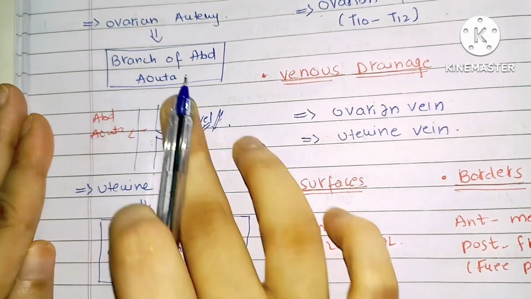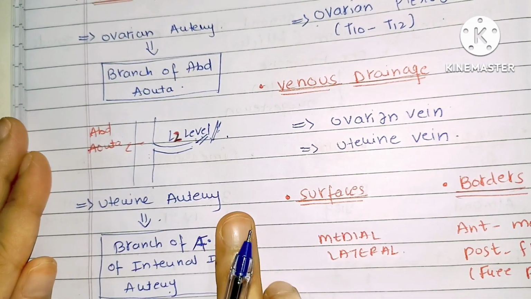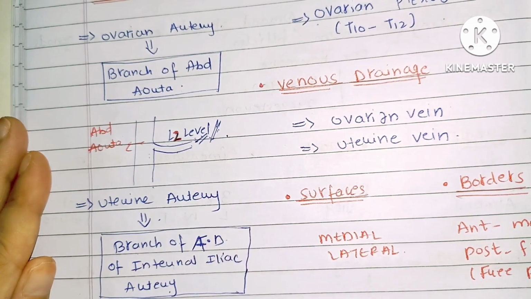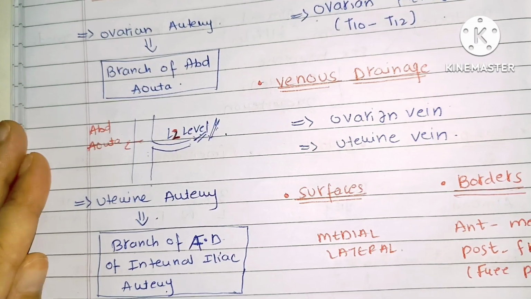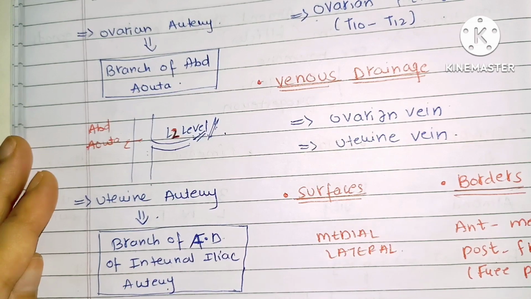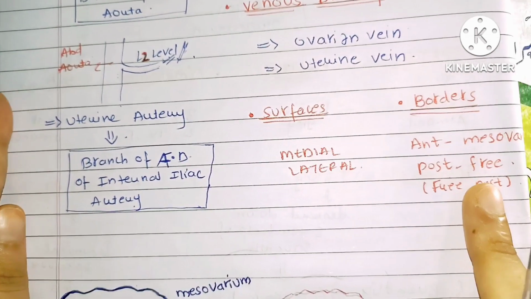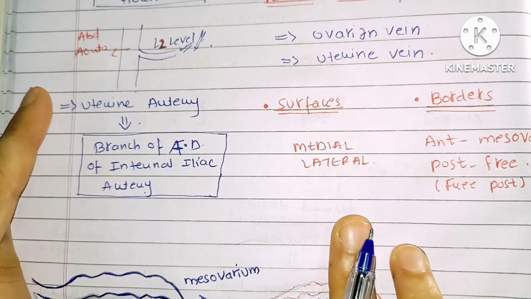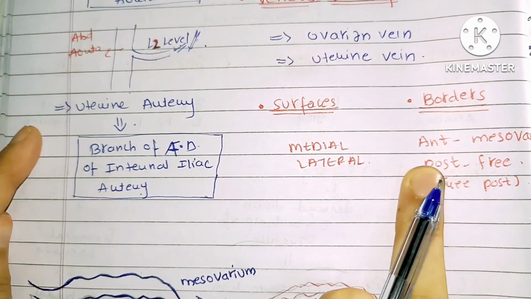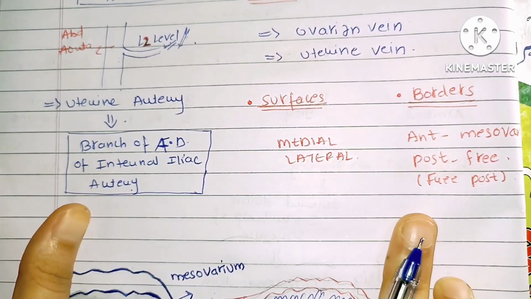Now the blood supply is also through the uterine artery. It will be supplied by two arteries, the ovarian artery and the uterine artery. The uterine artery, as I have already told you, is a branch of the anterior division of the internal iliac artery, whereas the ovarian artery is a branch of the abdominal aorta. Coming to surfaces, it has two surfaces, medial and lateral, and borders. Anterior border is mesovarian, and posterior border is free.